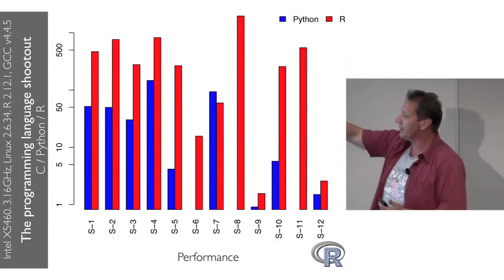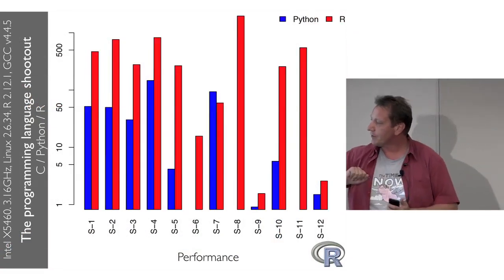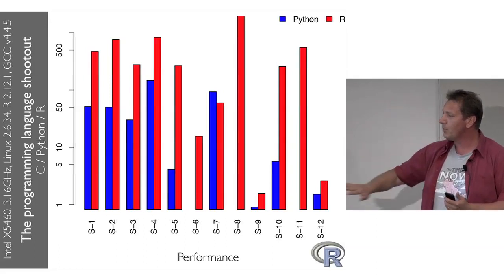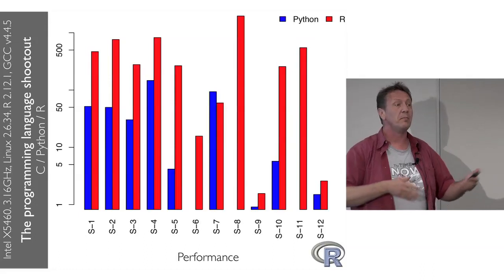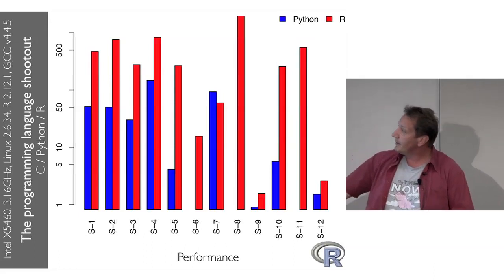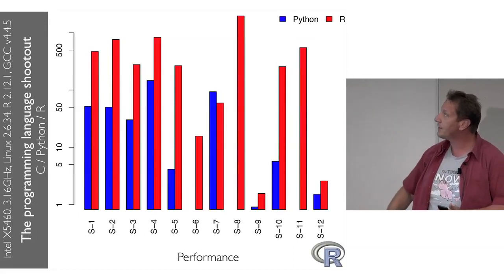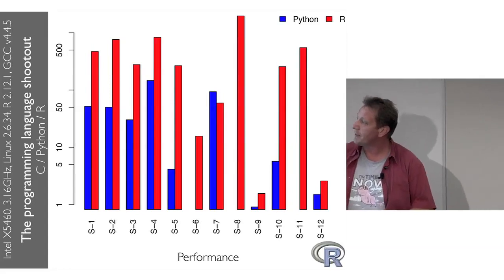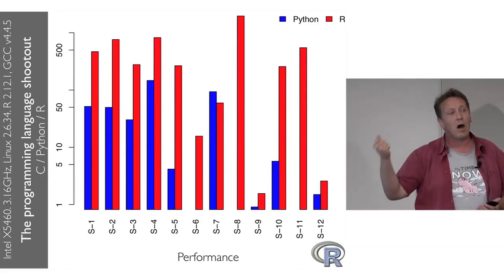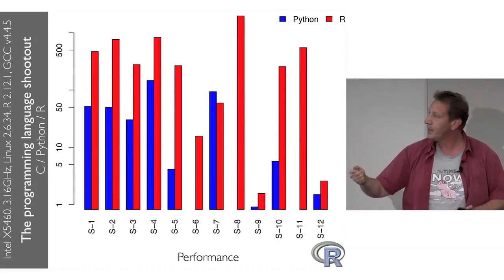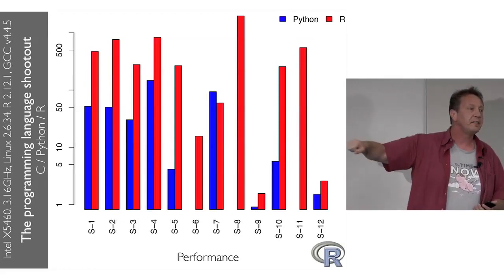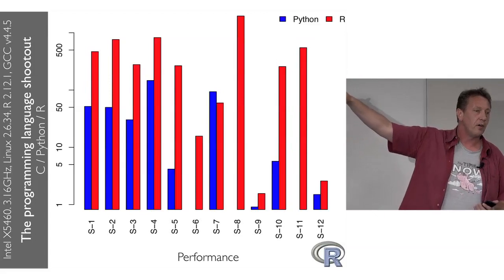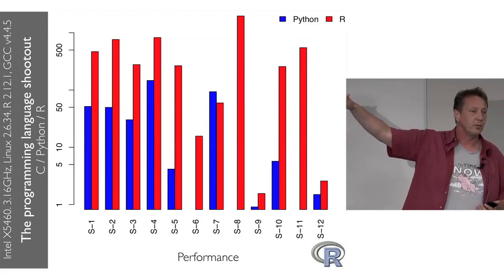This is performance. There are 12 programs, called the language shootout benchmarks, completely unrepresentative and uninteresting programs, but they have been implemented in many languages. This is a log scale. Blue is Python, 1 is C, and red is R. So 50 for Python, 400 for R. Slow down over C code. Okay?